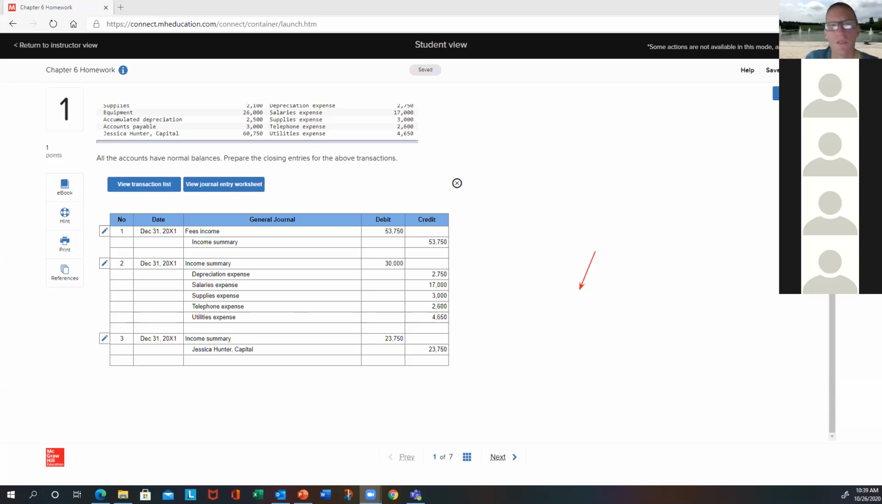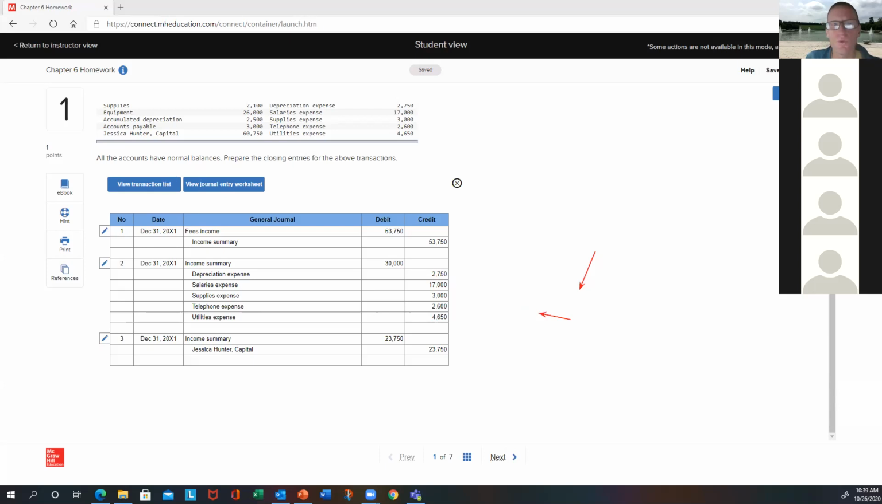All right. So at this point, these are the first 3 entries. Notice the second one, when I closed out your expense accounts, this is a compound entry. Okay, so you just combine them all, and then just put one large debit to income summary for your expenses.